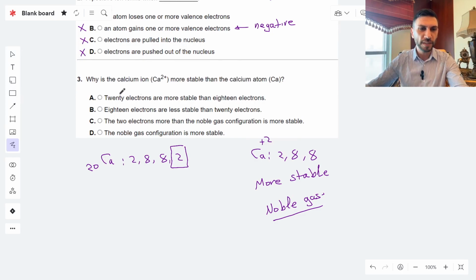Let's check the options. 20 electrons are more stable than 18 electrons? No. 18 electrons are less stable than 20 electrons? No, it has nothing to do with this. The 2 electrons more than the noble gas configuration is more stable? The noble gas configuration is the most stable, so this one is incorrect. The noble gas configuration is more stable.